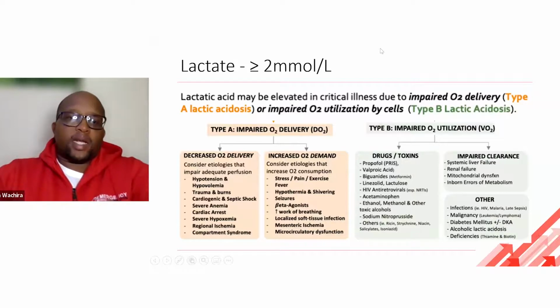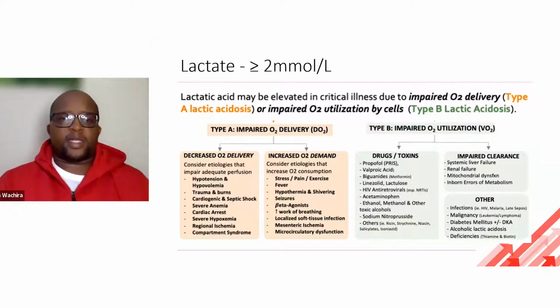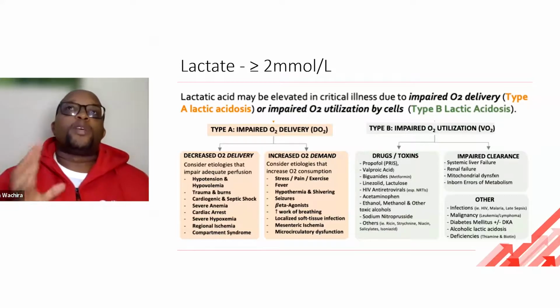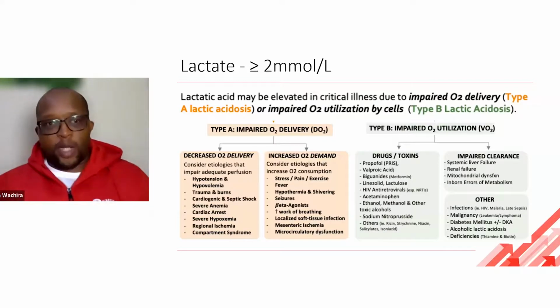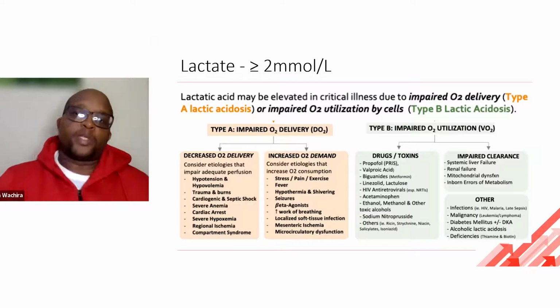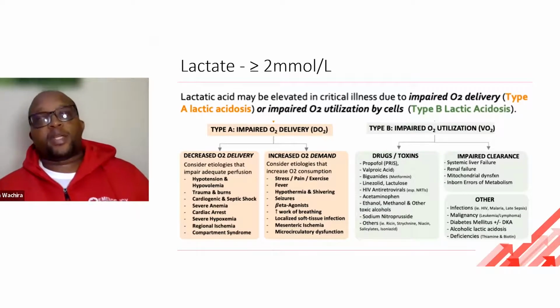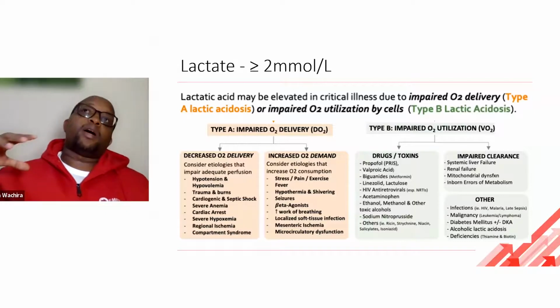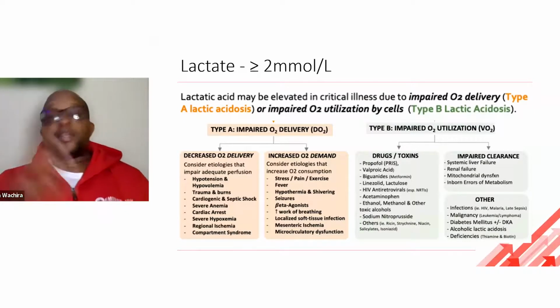So lactate, which is the base of lactic acid, may be elevated in critical illness due to impaired oxygen delivery. Again, it's not just about blood flow. Blood has to have oxygen. So you have type A lactic acidosis, which is about impaired oxygen delivery. So blood may be getting there or not getting there with enough oxygen. So it's a delivery issue.